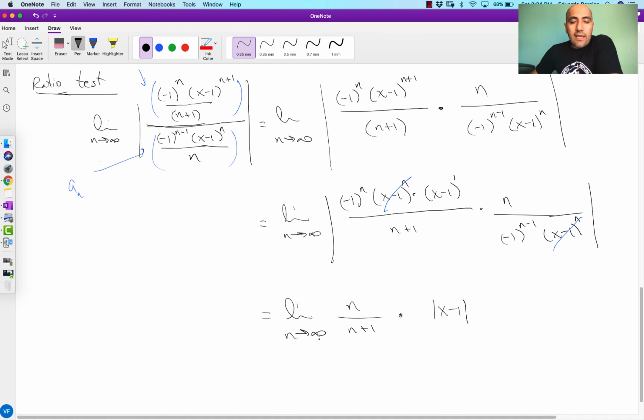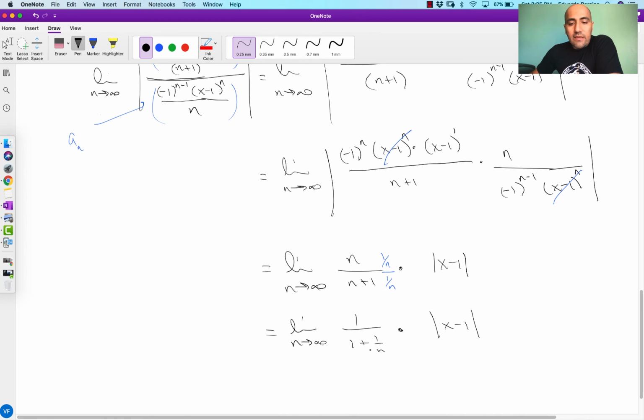And so now the limit as n goes to infinity, okay, so then we do our usual little trick for this guy. Let's multiply by 1 over n over 1 over n. And then that'll give us the limit as n goes to infinity of 1 divided by 1 plus 1 over n times the absolute value of x minus 1. And so now the limit as n goes to infinity of this guy becomes 0, and so the whole thing becomes 1. So this whole thing just becomes 1 times this thing, the absolute value of x minus 1.